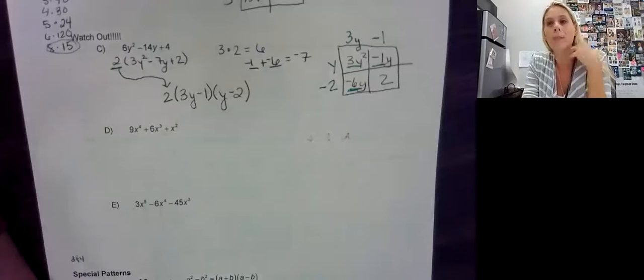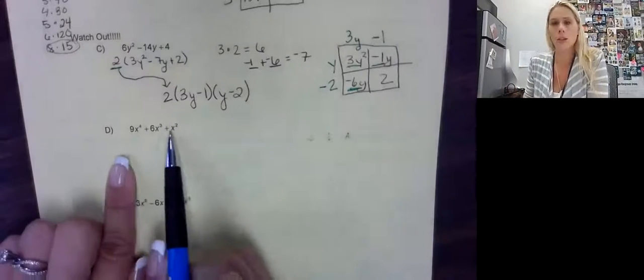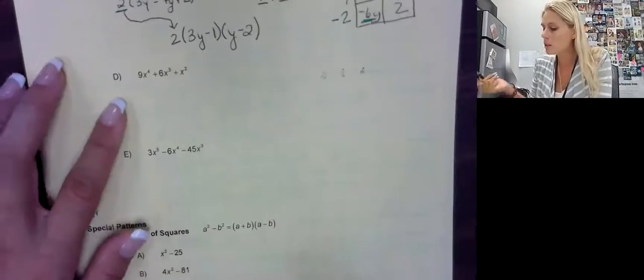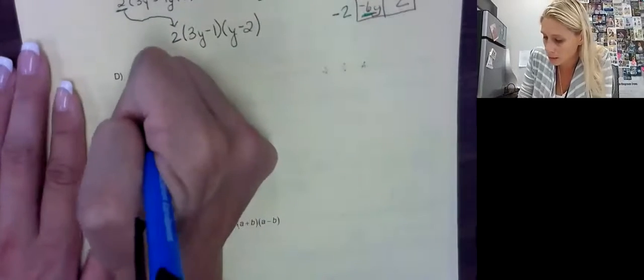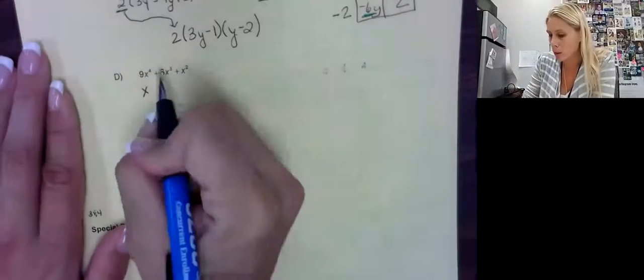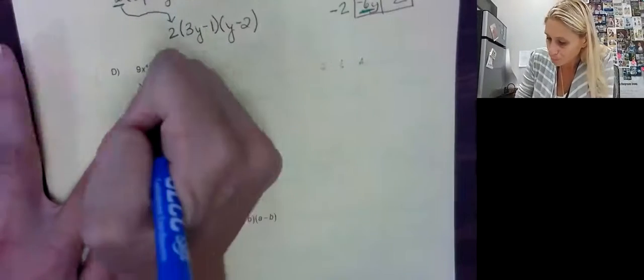So as I was saying before, greatest common factor could be variables too, right? So first thing I look at is this. I look at 9, 6, and 1. Do they have something in common? Well, 1, but we're not going to factor out a 1. So let's look at the variable. They all have x's. So we know we're going to take out an x. Now, I said earlier, remember, it's the smallest exponent. So 4, 3, 2. So I'm going to take out an x squared.